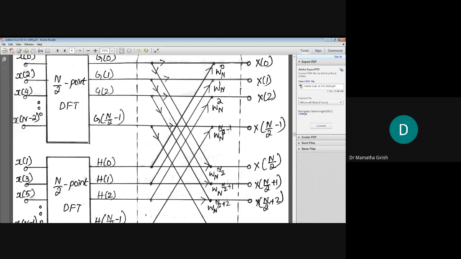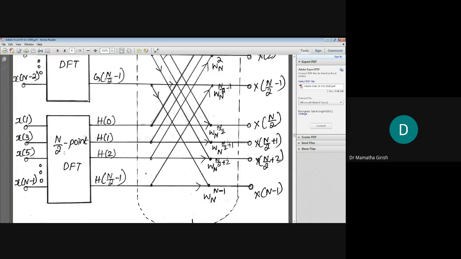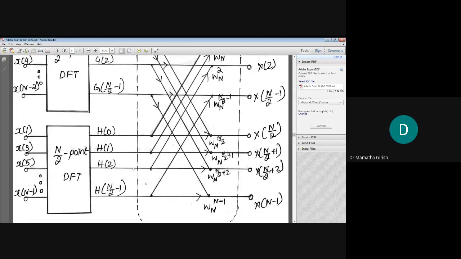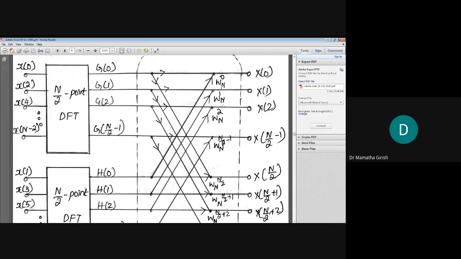At this point, what you must appreciate is the given N-point DFT is split up into two N/2-point DFTs. For the first DFT structure, we are inputting the even index samples. For the second DFT structure, we are inputting the odd index samples. G of k represents the N/2-point DFT of the even index samples. H of k is representing the N/2-point DFT of what? Odd index samples. The outputs G of k and H of k are combined along with the twiddle factors.